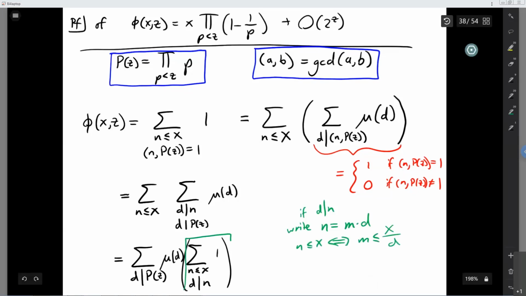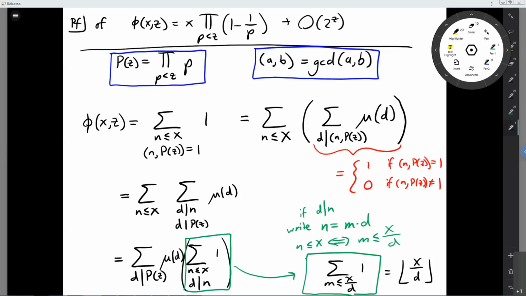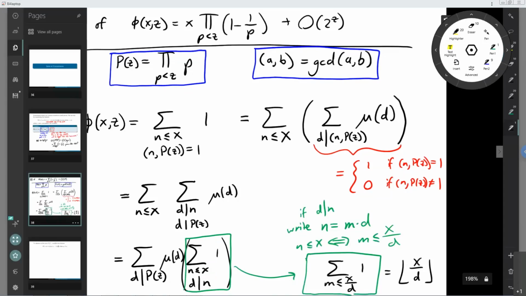So this inside sum is the same thing as the sum over m less than or equal to x divided by d of 1. The exact same sum. Well, we know what that is. That's the floor function of x over d. Okay, so take a second to absorb how I've rewritten this summation in a way that we could evaluate as a floor function while I add another page to conclude the argument.